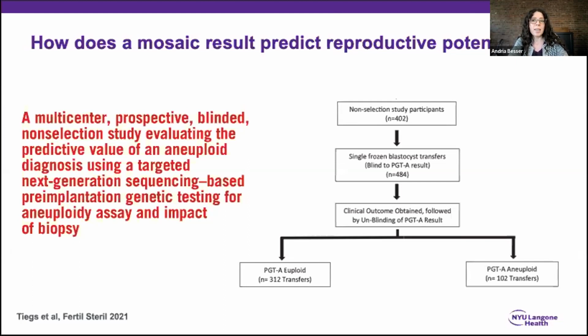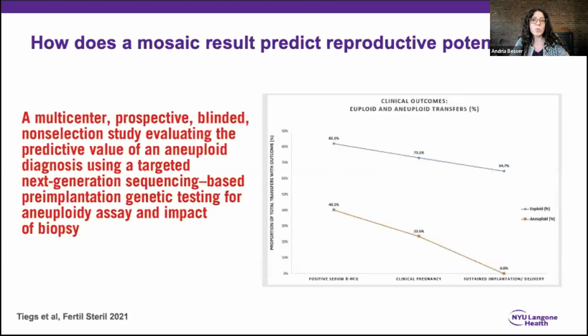So in this study, they performed 484 single embryo transfers. And when they unblinded the PGT-A results, they found that of the embryos that they transferred, 312 of them were euploid and 102 of them were fully aneuploid. So right now we're not talking about mosaics, these were full aneuploids. And here's how those results matched up with the outcomes. 64.7% of the euploids resulted in live births, but not a single one of the aneuploids did. So 0 aneuploids resulted in a live birth.